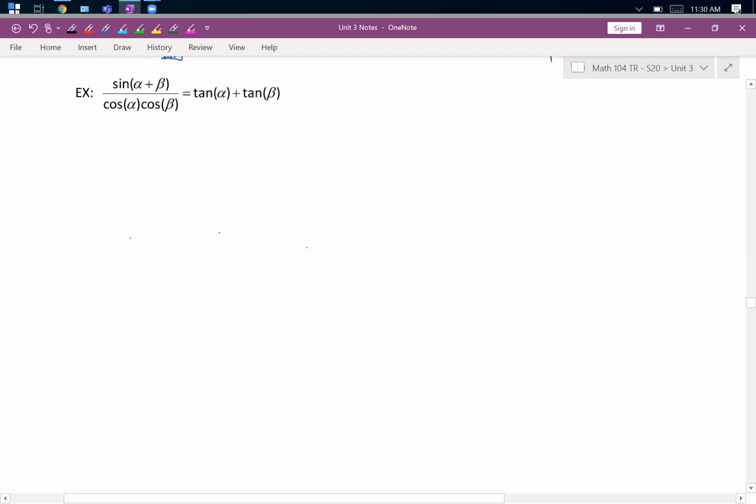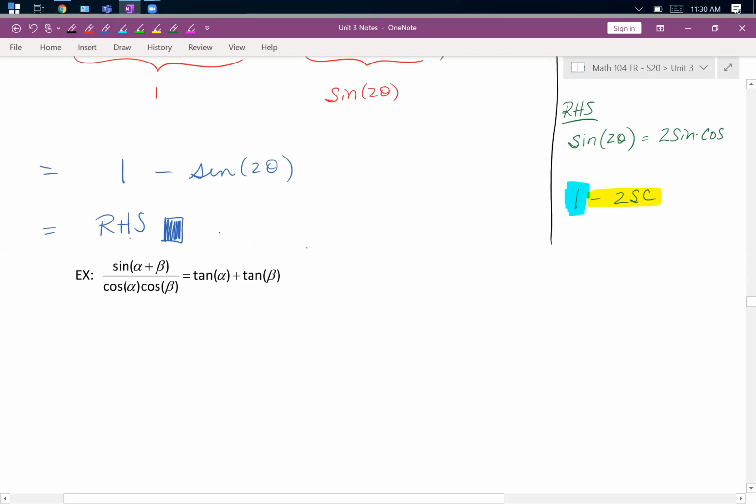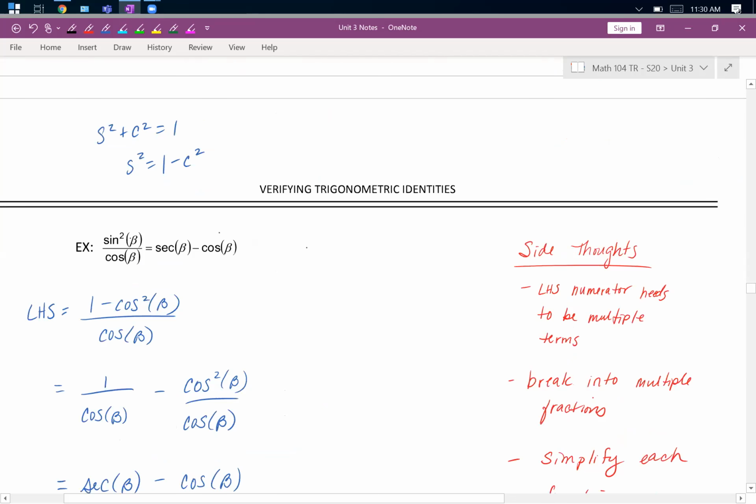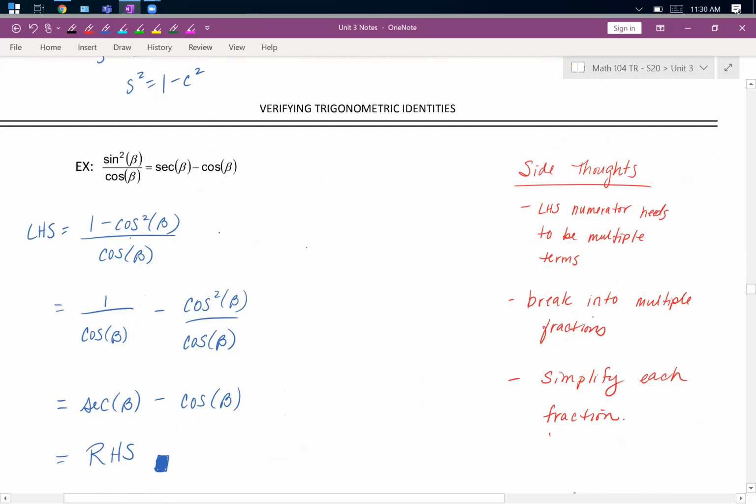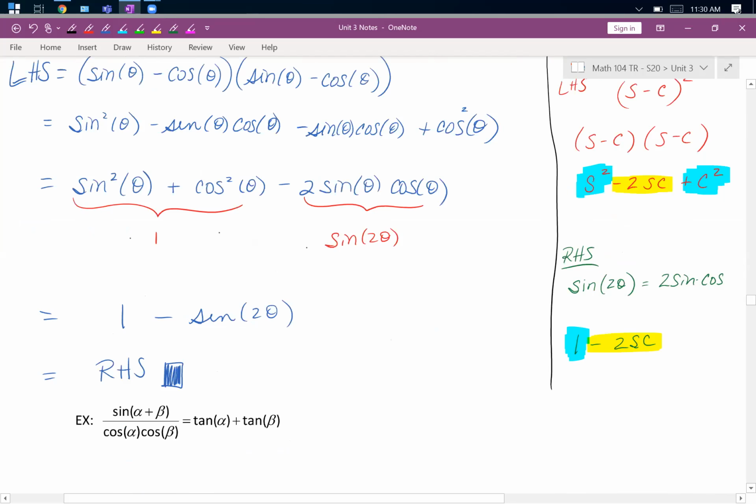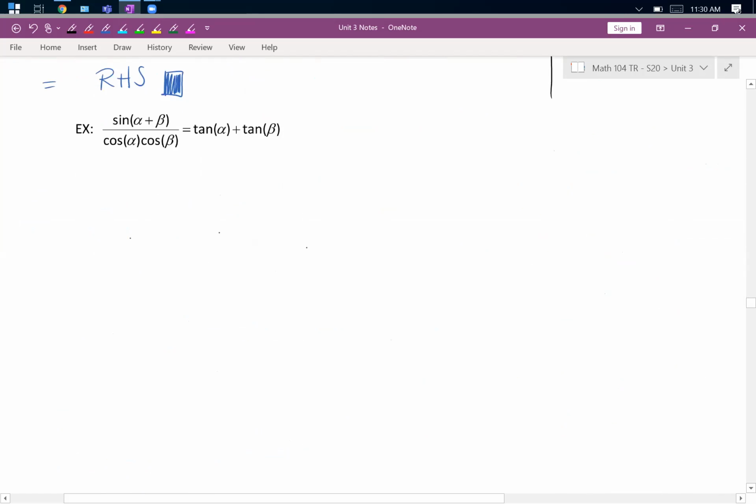Similar to one of the other identities we've had today, notice that we're going from a fraction with a single term in the numerator and a single term in the denominator into multiple terms that aren't fractions. So what do we see algebraically that had to happen before? The numerator had to turn into multiple terms. We then broke it up into multiple fractions and then simplified each fraction. That is the algebra that has to happen here as well.